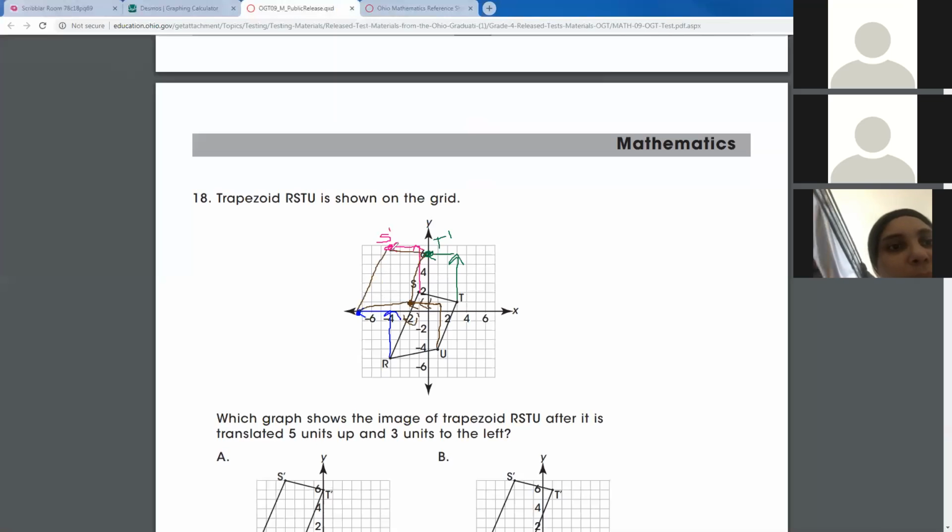Oh, I see. So that basically would be like doing it all over again. But how would it be questioned if it wanted you to do all 4? So the only reason we didn't do all 4 is because they had answer choices for us to look at. So the question would be pretty similar. It would say, draw the image of trapezoid RSTU, with most of this same, but instead of saying which graph shows, it would say, do the work yourself, draw it out. Oh, okay.